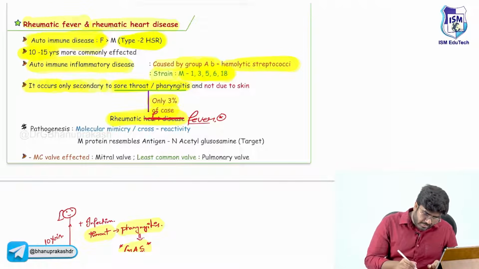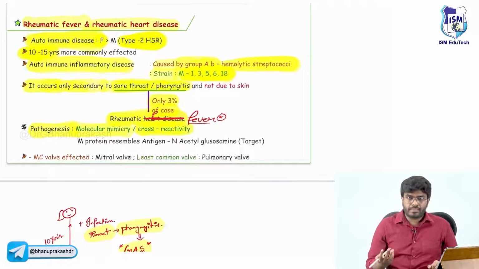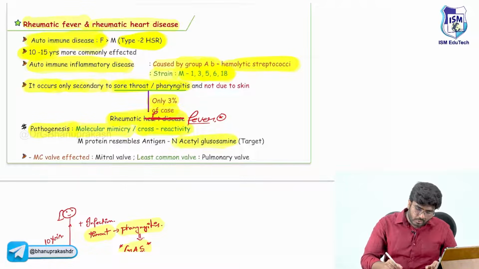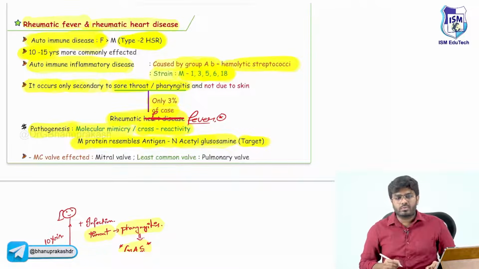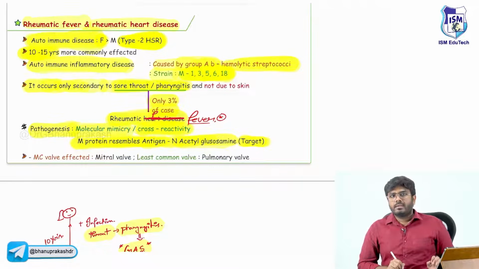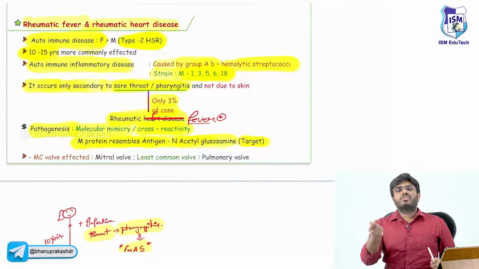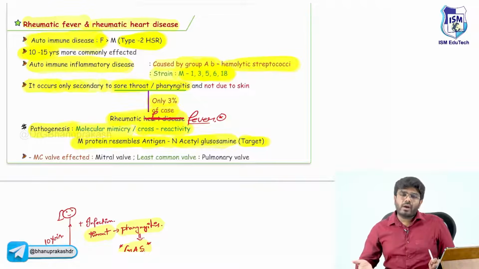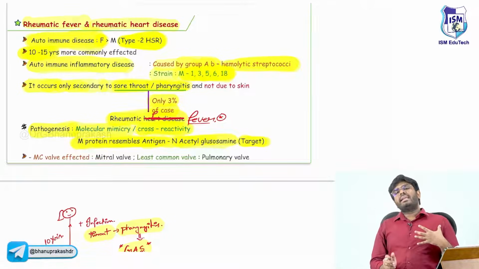Now, what is the pathogenesis? I explained that the pathogenesis is molecular mimicry or cross reactivity. Antibodies are mistakenly attacking N-acetyl glucosamine, so the target here is N-acetyl glucosamine. M protein resembles which antigen in the body? N-acetyl glucosamine. Now, these antibodies will also attack the heart, leading to carditis. If the heart is involved, it is called rheumatic heart disease. So, what is that cardiac involvement?